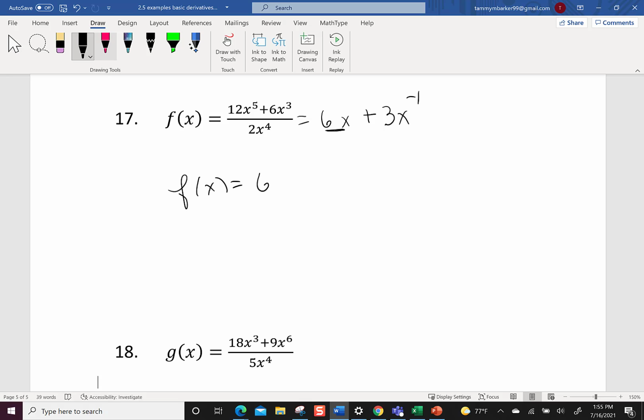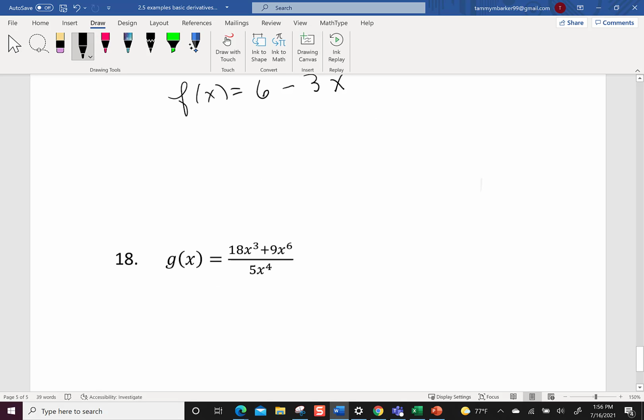Now I can say the derivative of 6x is 6. For 3x to the negative 1, the negative comes down. So I have minus 3x, and now my exponent is negative 2.